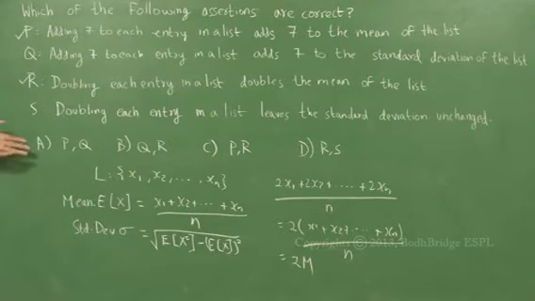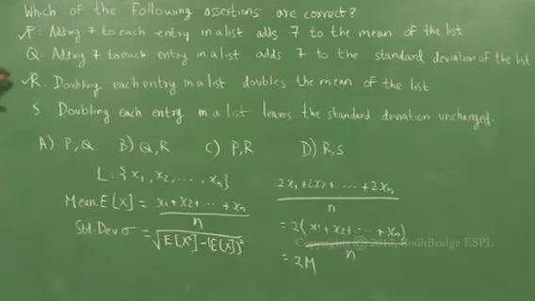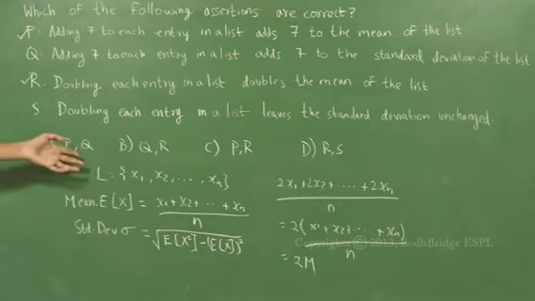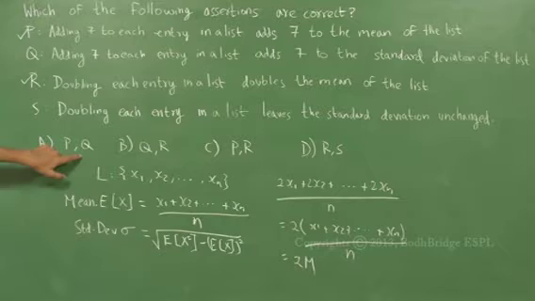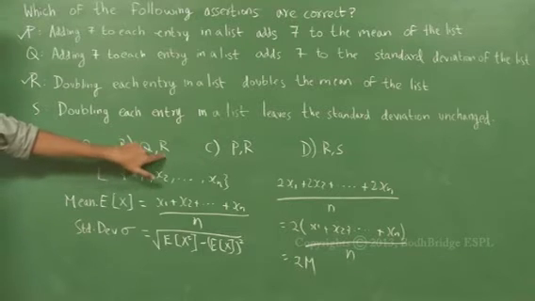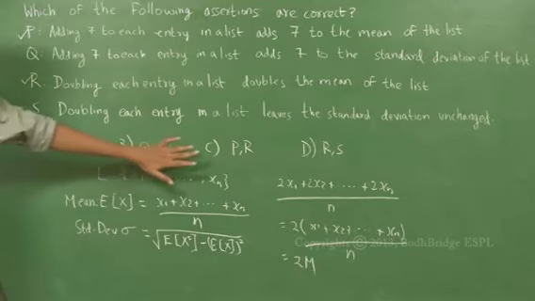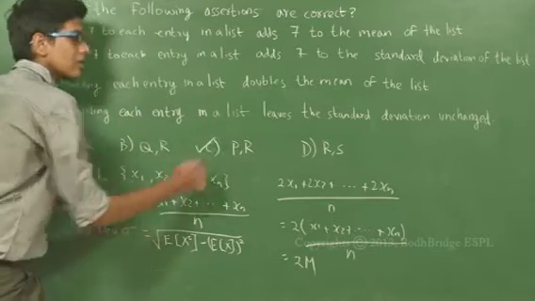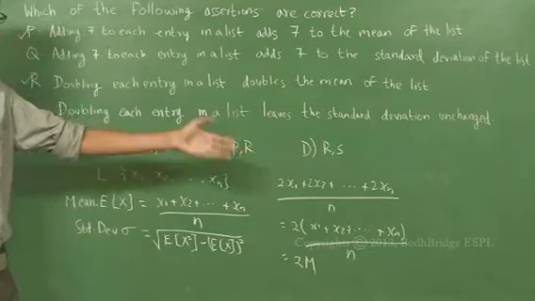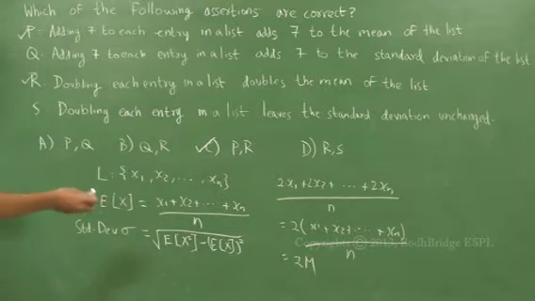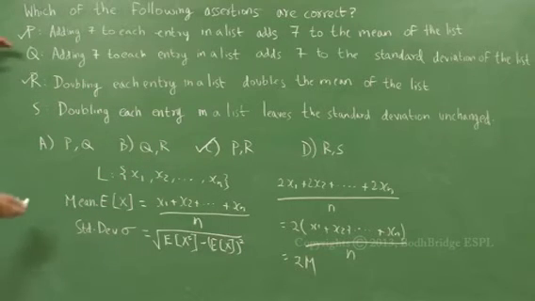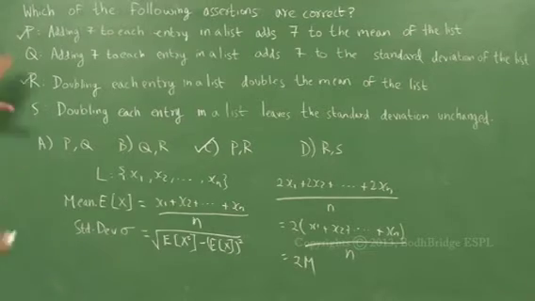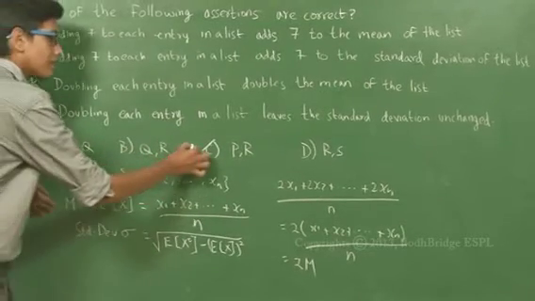If you see the given options, options P and R both are true only in option C. Option A is P comma Q: P is true, Q you don't know if it's true. Option B is Q comma R: R is true, Q you don't know if it's true. C, both P and R we have proven to be true. Option D, R and S: R is true but S we haven't found out. But the point is, in an exam you don't need to find the tougher part, the standard deviation, because you have proven that P and R are directly true. So option C, P comma R, is the right answer.